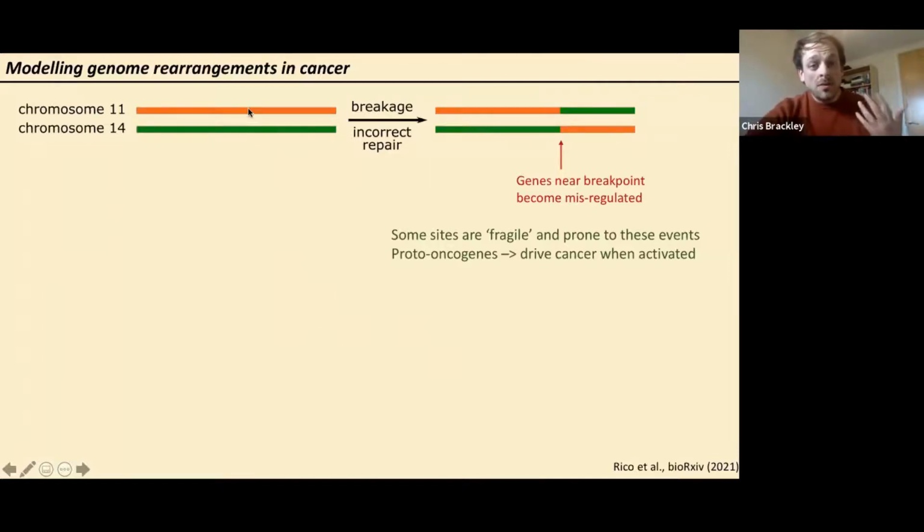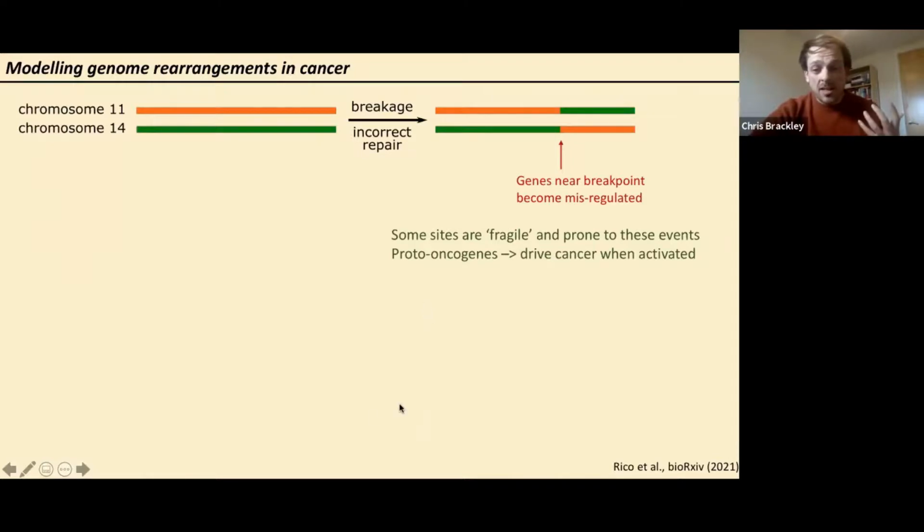In many cancers, you often see events where a break in the chromosome has occurred and it's been incorrectly repaired. So, for example, 2 chromosomes might become fused together in a chromosome translocation, and genes near these breakpoints can become misregulated. And within our genomes, we have fragile sites which are prone to these breakage and repair events. And so the same breakage and repair is seen in different cancers. And genes called proto-oncogenes, which are near to these breakpoints, if they become misregulated, then they can drive cancer formation.